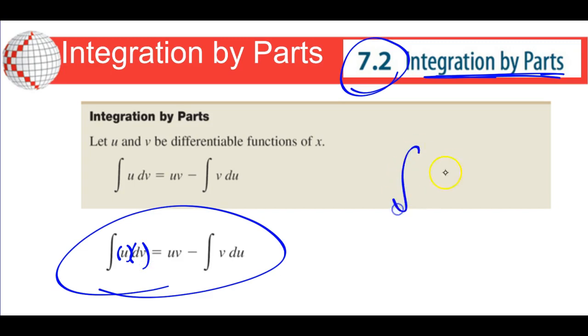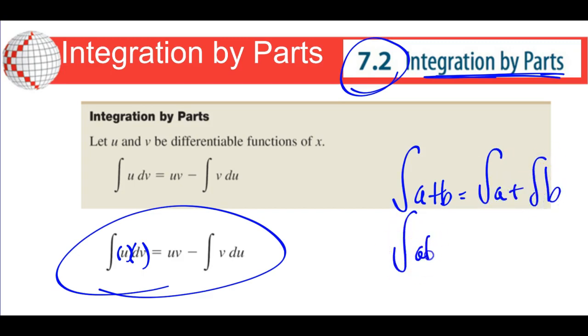We know that if you have the integral of a plus b, that's equal to the integral of a plus the integral of b. But we also know that the integral of ab does not equal the integral of a times the integral of b. So we're going to learn what it does equal today.